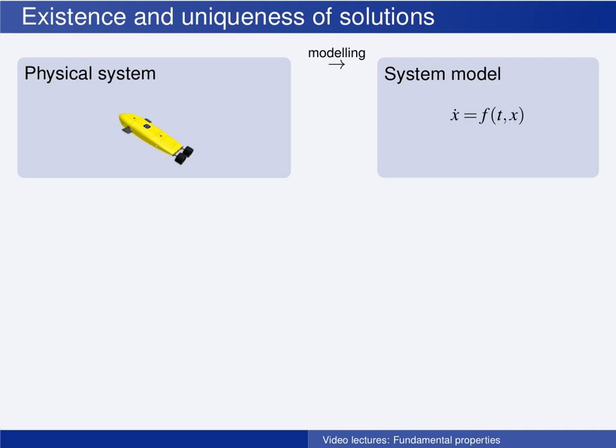We are given a physical system that we want to control. We create a mathematical model of the system, which we will use for analysis and control design. And the model consists of a set of ordinary differential equations, which in vector form are written like this. In order to be an appropriate mathematical model of the physical system, it needs to have certain properties.